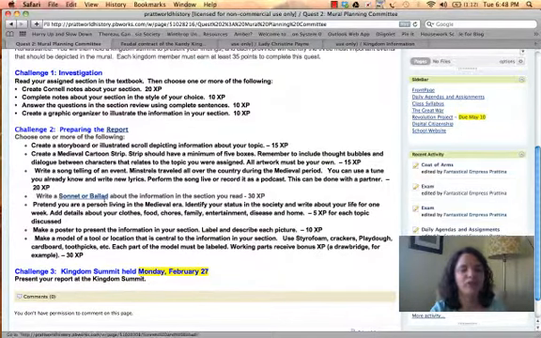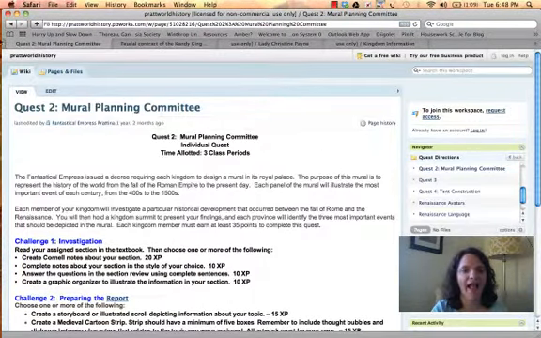I have rubrics for these assignments, but I try to give them choices, again, to increase the motivation and to help differentiate within my classroom. So they have choices for each of these areas: how they're going to do the research, how they're going to present the information, and then they share that with their kingdom at the summit.